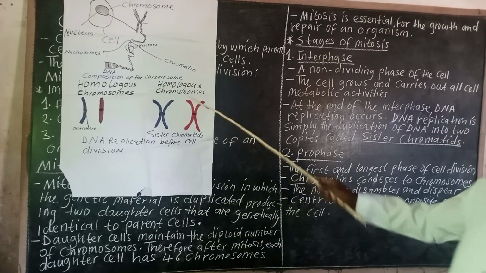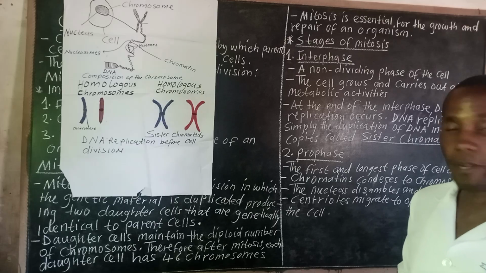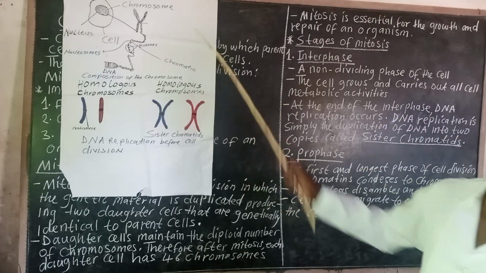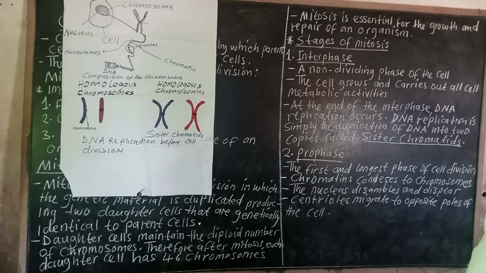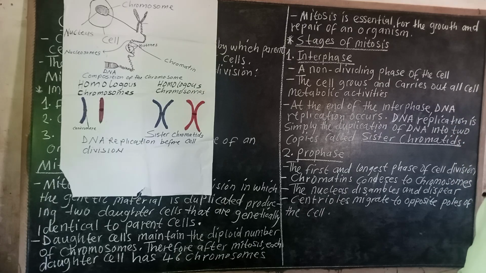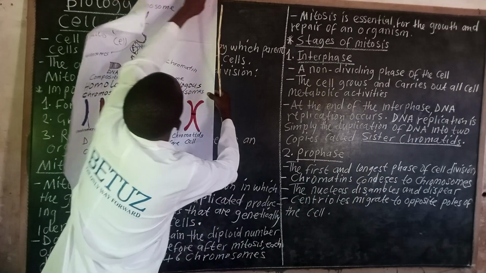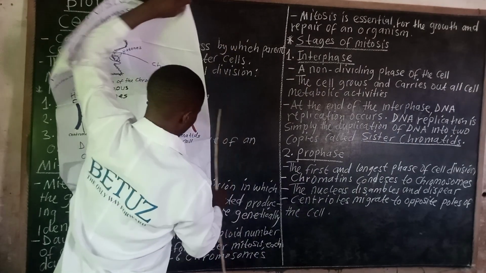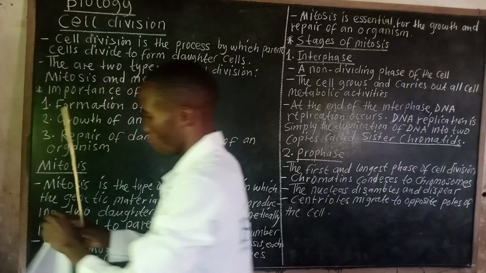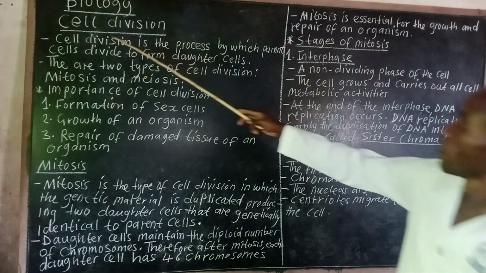Now I just wanted you to have a look at the structure of the chromosomes, and this is the one, and these are some of the parts of the chromosomes. So now we can continue with our main lesson. So here now we are continuing. Cell division.